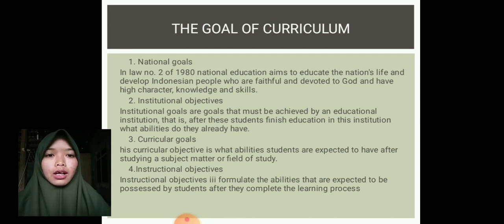And then the goal of curriculum number 2 is institutional objective. Institutional goals are goals that must be achieved by an educational institution. That is, after these students finish education in this institution, what abilities do they already have?